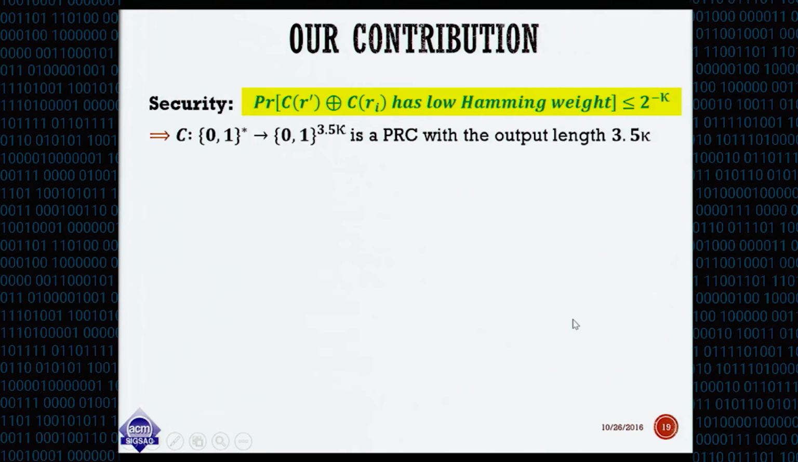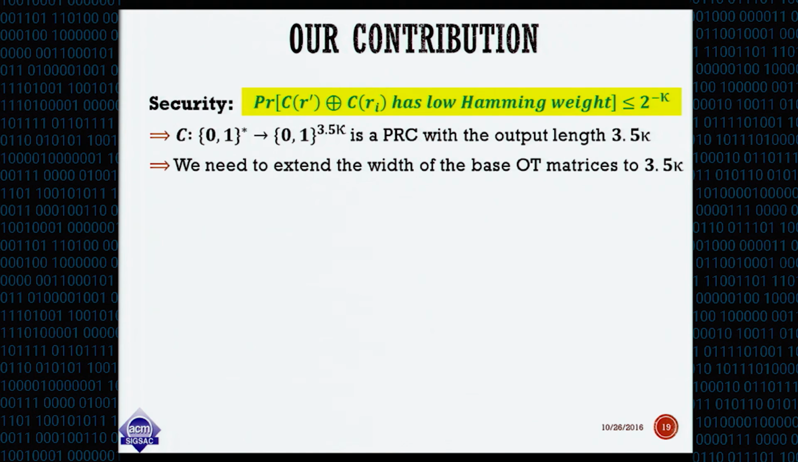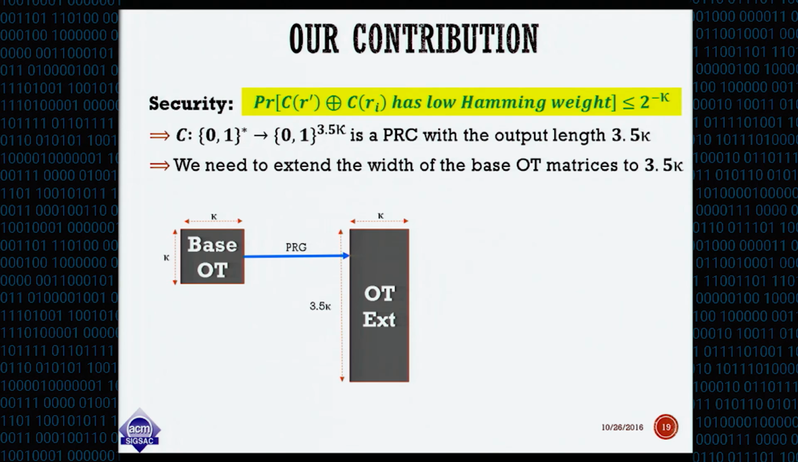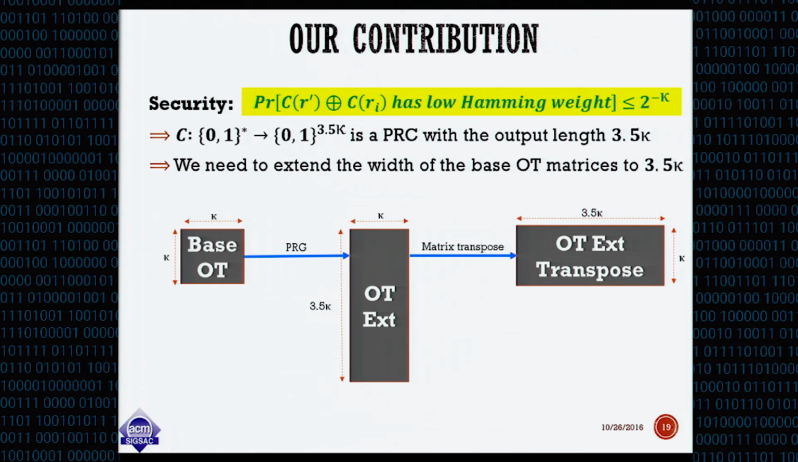So this is what we need for our security protocol, and it means that we need to extend the width of the base OT matrix to 3.5k. So the question now is, do we need to use more base OTs to do it? We use a very small trick: using pseudorandom generators to extend the height of the OT matrix to 3.5k. And then we use a matrix transpose to get a base OT matrix width of 3.5k. So at this point, our protocol achieves the security.